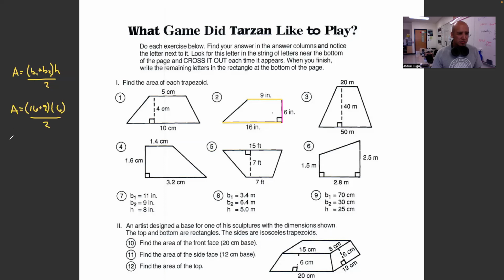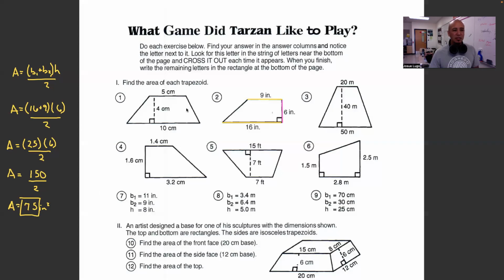All right, so let's work this out. So I'm going to add 16 plus 9, which is 25. 25 times 6 divided by 2. Notice that I'm only going one step at a time. So I'm going to multiply 25 times 6. 25 times 6 is 150. 150 divided by 2. If you need to work that off on the side, you can. That's going to give me 75, and then it's going to be inches squared. And on Schoology, you don't have to put the units as long as you just put in the numbers. So my answer would be 75.